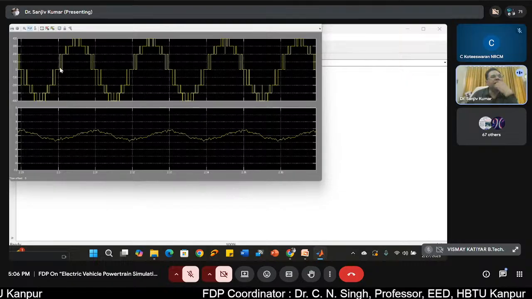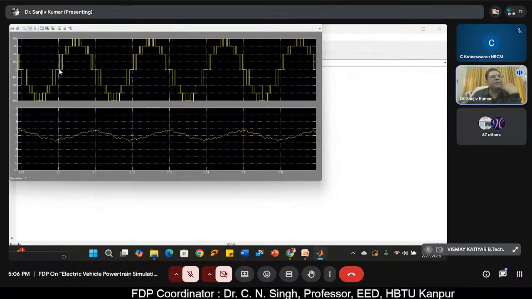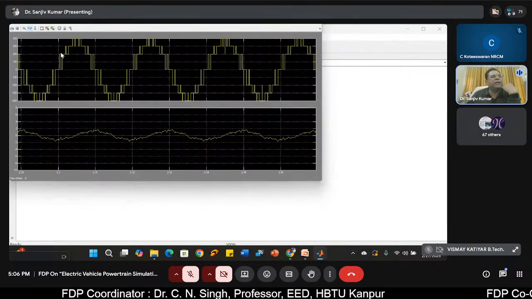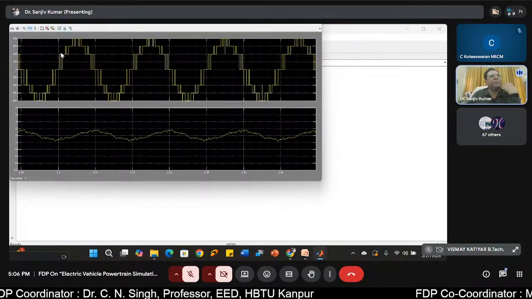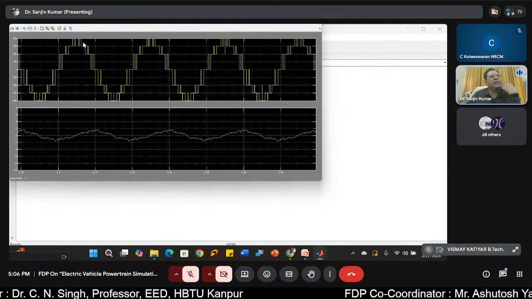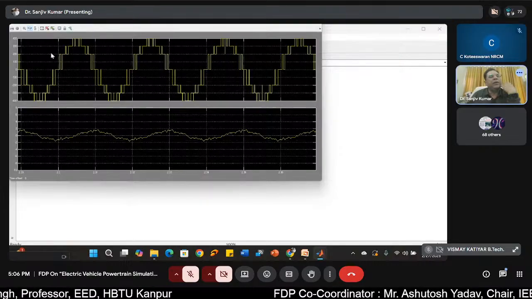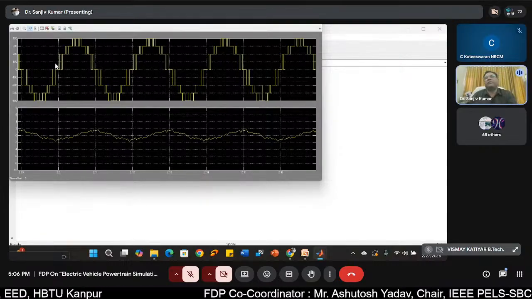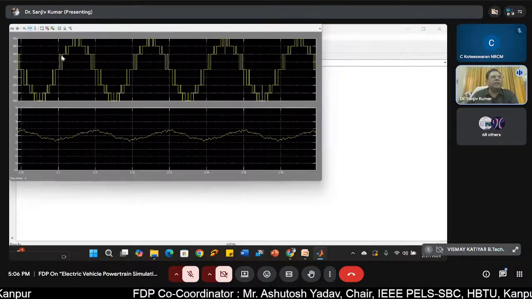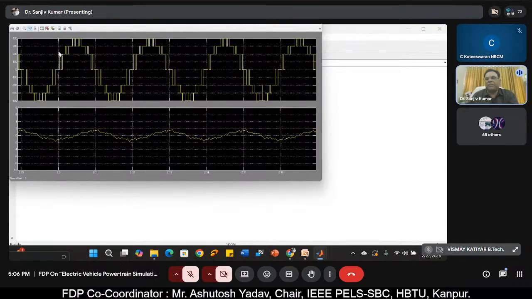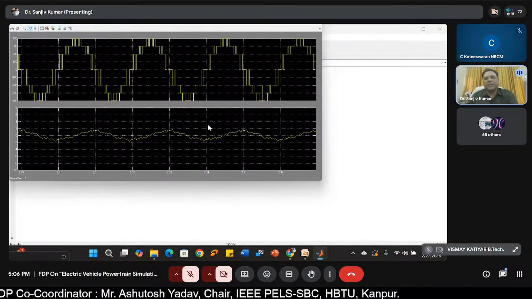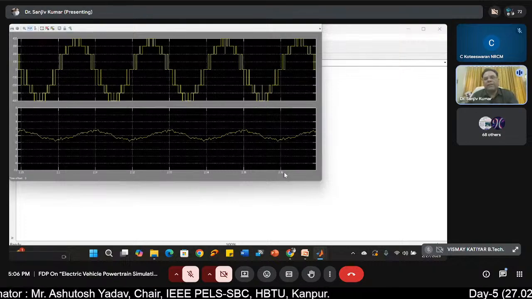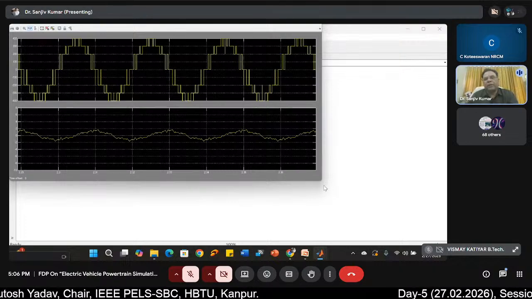Here, some steps are missing, jumping from 0 to 200, whereas other places the jump is from 200 to 300, 300 to 400. That means here the modulation index is 1, so the inverter is not operating in the multi-level inversion mode. It is operating in the simple two-level inversion mode.